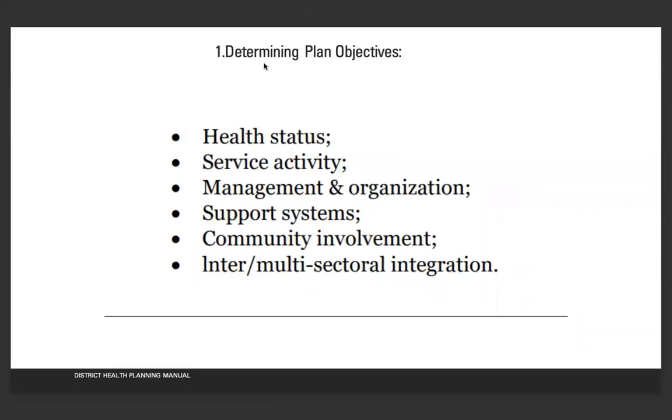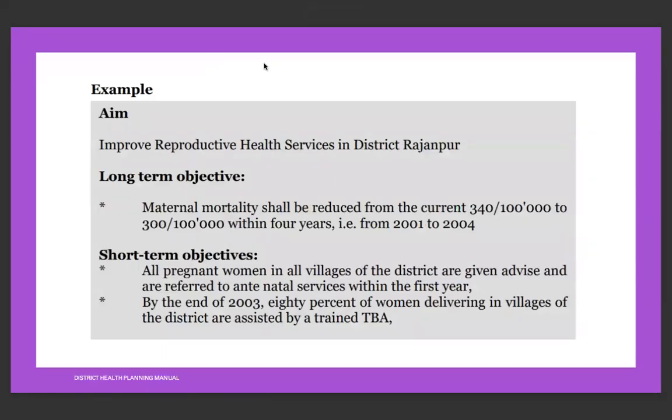Determining the plan objective: health status, service activity, management and organization, support system, community involvement, inter and multi-sectoral integration. Example is improve reproductive health service in district Rajanpur.